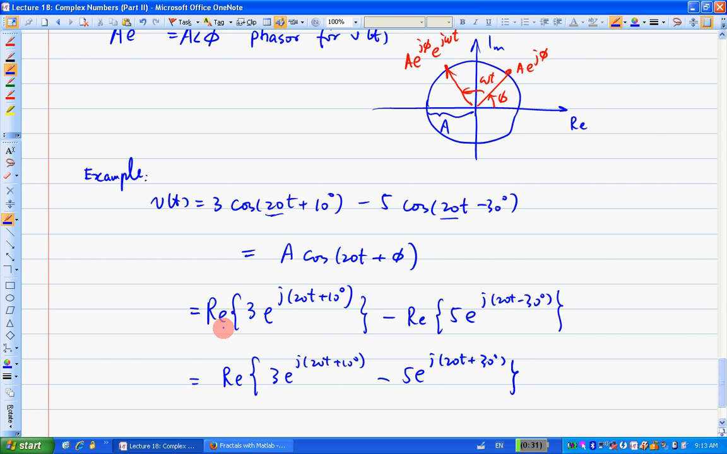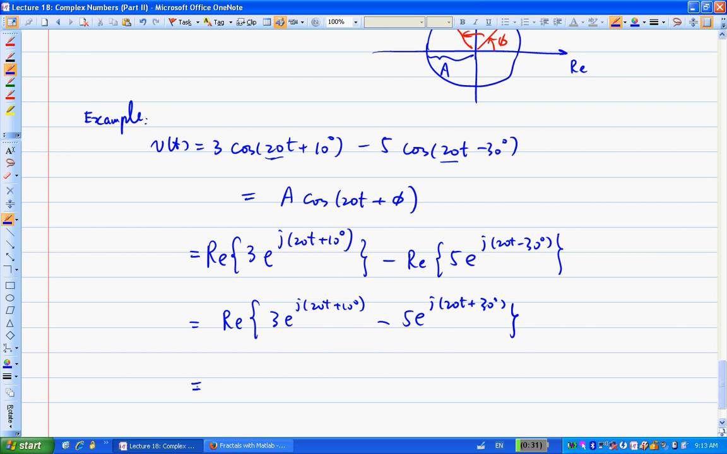So there's a real part operator here as well. It's a linear operator, right? Remember that it's a linear property. Then we're going to separate the two terms just slightly. The first one is e^(j10 degrees) and e^(jωt). The second one is 5e^(j30 degrees) and e^(jωt).